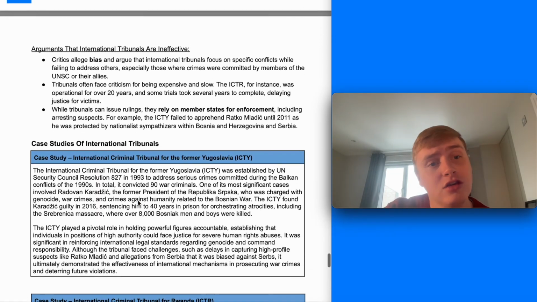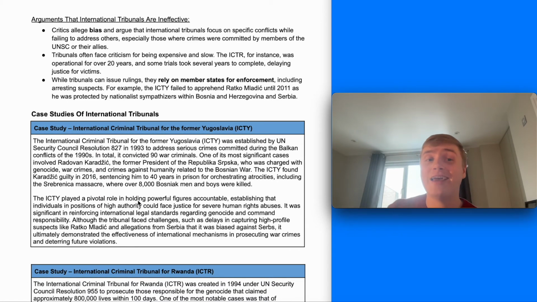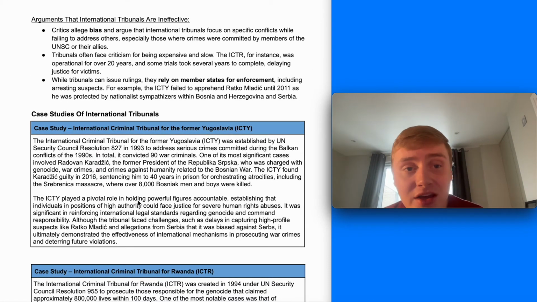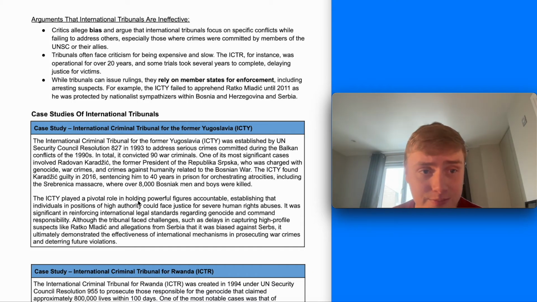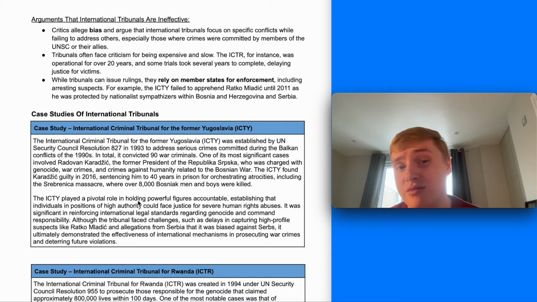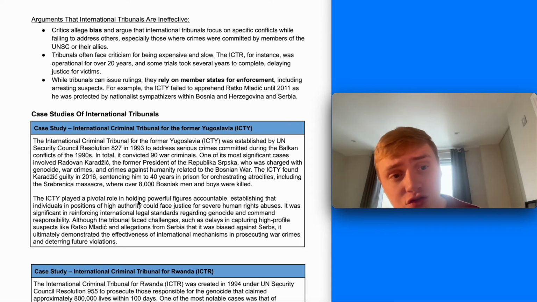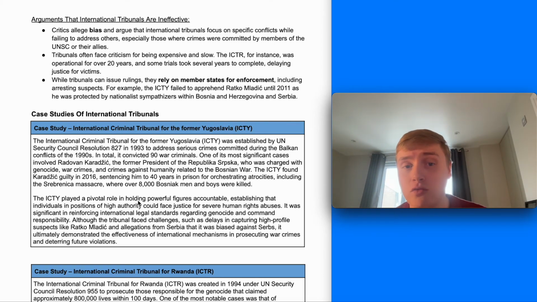On the other hand, you have some arguments that international tribunals are ineffective, and that's that there's bias, and arguments that they focus on specific conflicts whilst failing to address others. They've also faced criticism for being expensive and slow. So the International Criminal Tribunal in Rwanda, for example, was operational for 20 years, and some trials took several years to complete. And crucially, while tribunals can issue rulings, they rely on member states for enforcement, including arresting suspects.